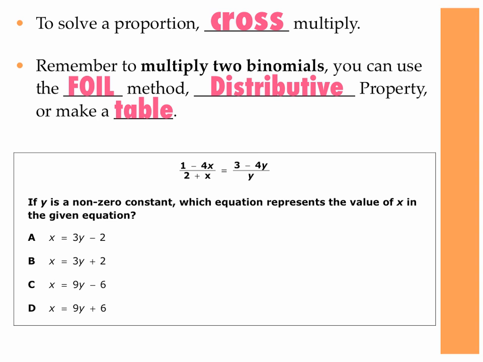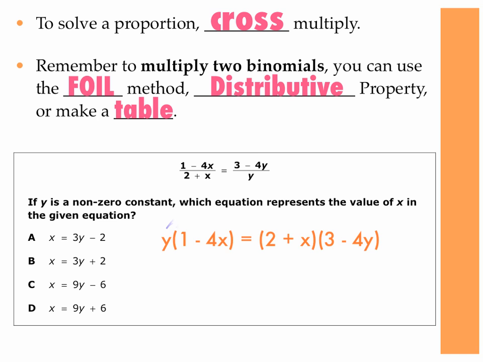So when I cross multiply, I have 1 minus 4x divided by 2 plus x equals 3 minus 4y divided by y. It says if y is a non-zero constant, which equation represents the value of x in the given equation? In order to solve this problem, I'm going to have to go ahead and cross multiply. So I'm going to have y times 1 minus 4x equals 2 plus x times 3 minus 4y. That was just me getting my cross multiplication in order.